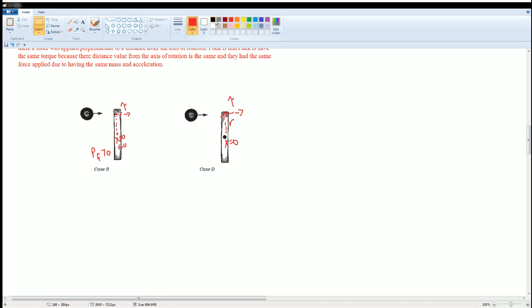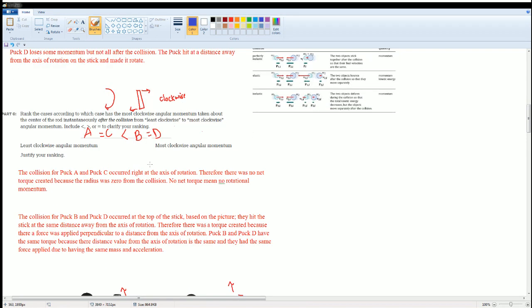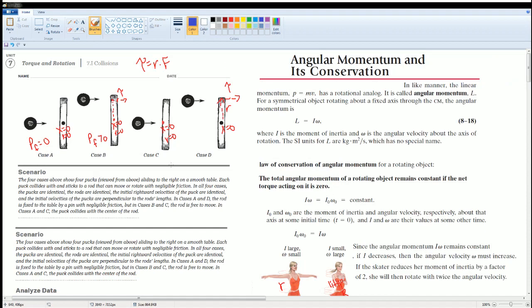There you go. So the r here is going to be the r value here, which is this distance, the same thing as this r value because it represents this distance. And we know that torque is equal to r times F. You could have the sine theta here if you want, but this is what I mean. It's applied perpendicularly. This is the reason why they have the same torque, because their distance value from the axis of rotation is the same. That's why they're going to produce the same amount of clockwise angular momentum. Okay, here you go. These are all your solutions.